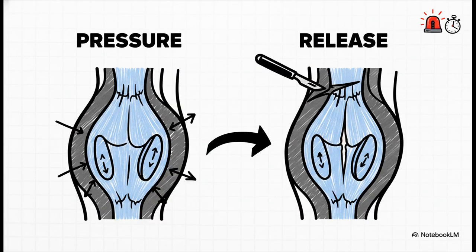And let me be absolutely crystal clear about this. There is no medical fix for established compartment syndrome. The only treatment is an emergency surgical fasciotomy. Our job is to recognize it, give analgesia, and get that patient to an operating room immediately. This is an absolute surgical emergency, period.